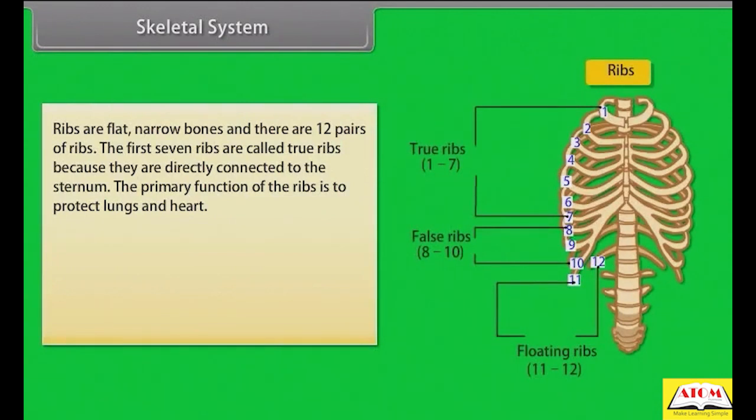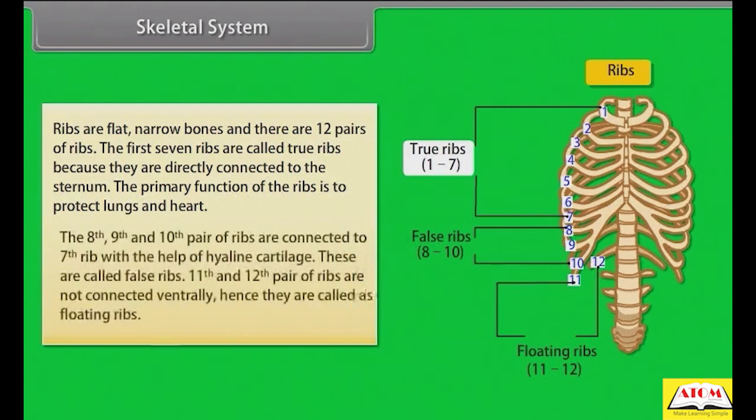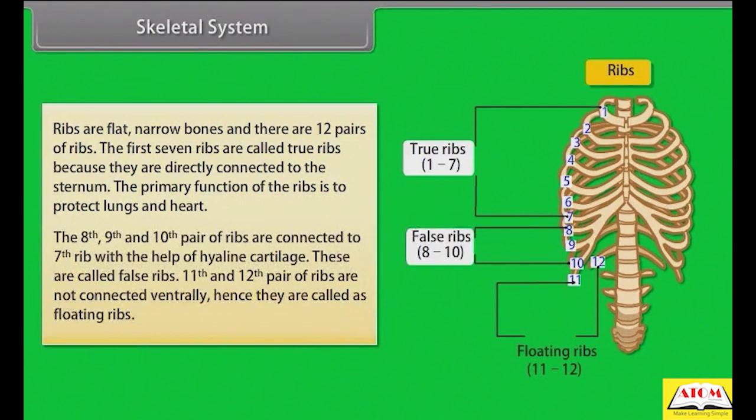The first 7 ribs are called true ribs because they are directly connected to the sternum. The primary function of the ribs is to protect the lungs and heart. The 8th, 9th and 10th pair of ribs are connected to the 7th rib with the help of hyaline cartilage. These are called false ribs. The 11th and 12th pair of ribs are not connected ventrally. Hence they are called floating ribs.